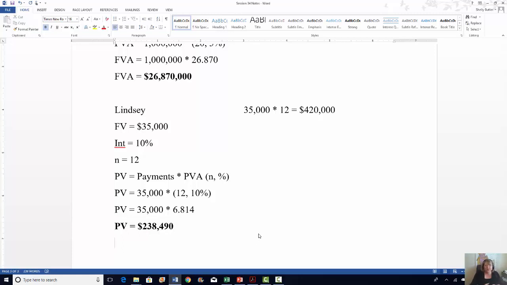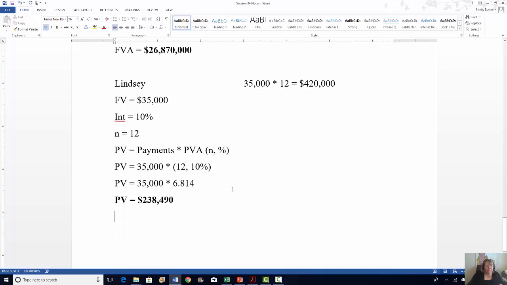Now, should she buy this? Is this a good deal? Well, she's going to get $420,000. So, yeah, that's a pretty good deal. Although not all annuities are, so you need to get with a financial advisor. If the salesman is trying to sell you this annuity for $300,000, no, it's not a good deal. If the salesman is trying to sell you this annuity for $220,000, buy it. That's a great deal.